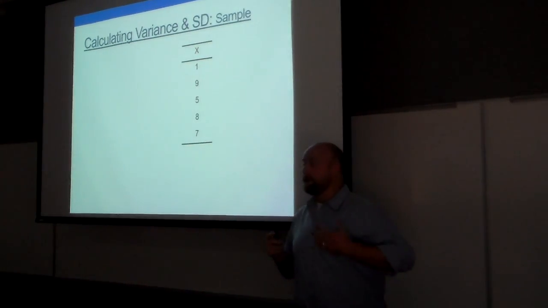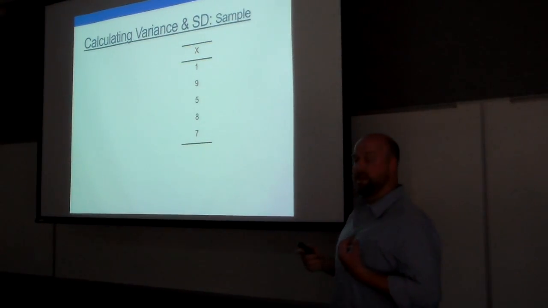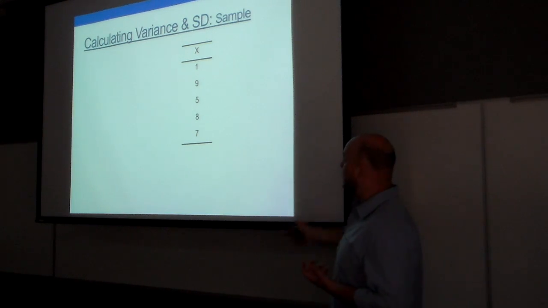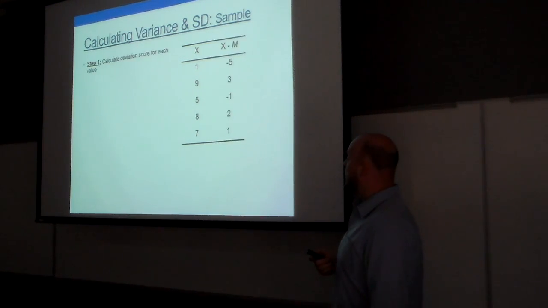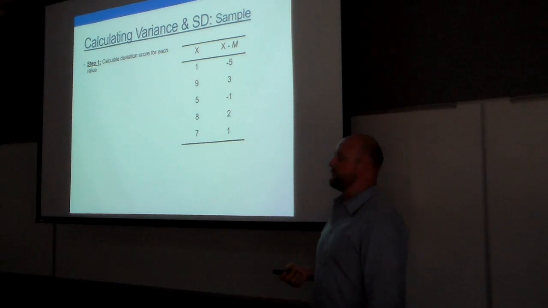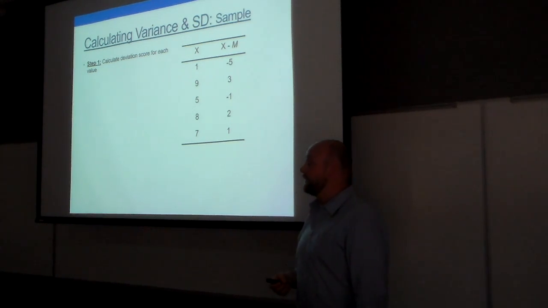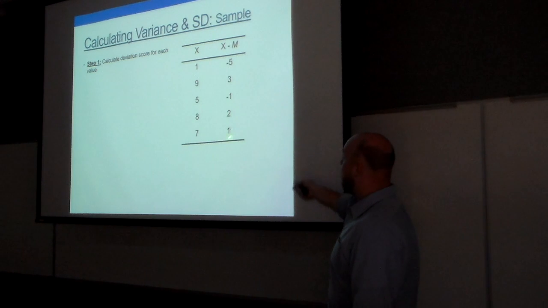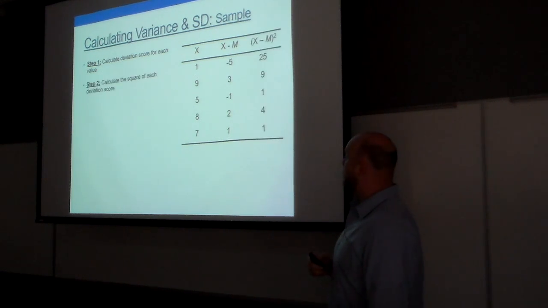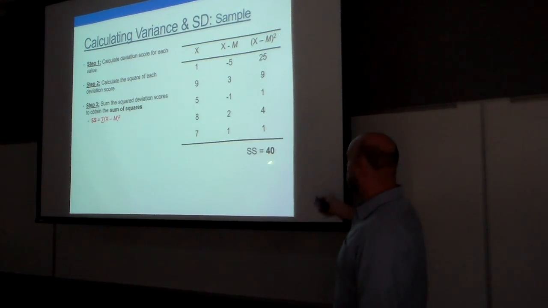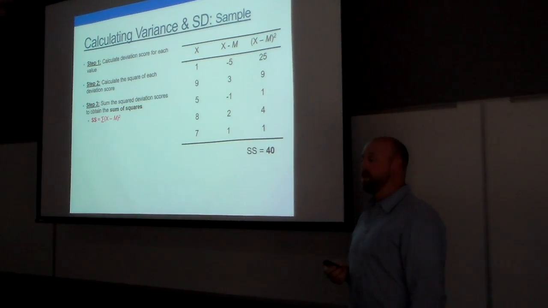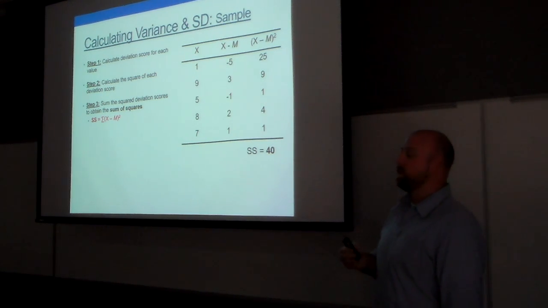So if we go through and think about calculating variance and standard deviation for a sample, again, we've got our column of scores, and now instead of having a population of 5 individuals, this is just our sample of 5 individuals. Same thing. Step 1, we're going to calculate our deviation score. Step 2, we're going to square our deviation score. Step 3, we're going to sum our squared deviation scores to get our sum of squares. Have we done anything different yet? Nope. Population formula and sample formula are identical in terms of our calculation of the sum of squares. It didn't change at all.